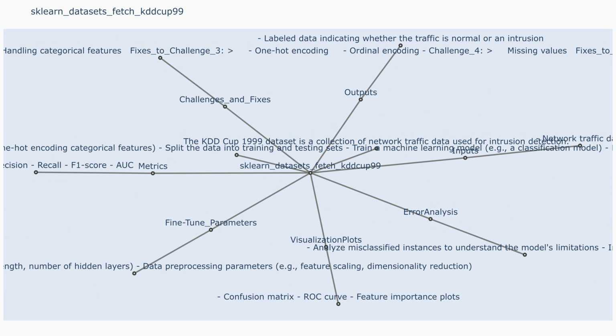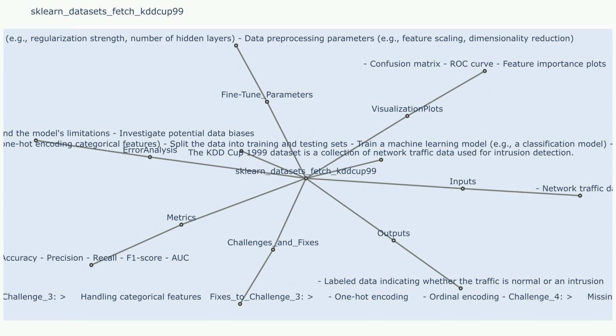Challenge 4: the dataset contains many missing values. Sample use case that resulted in challenge 4: trying to train a machine learning model on the raw data may result in an error, as the model cannot handle missing values. Fixes to challenge 4: impute the missing values. Use a machine learning algorithm that can handle missing values.